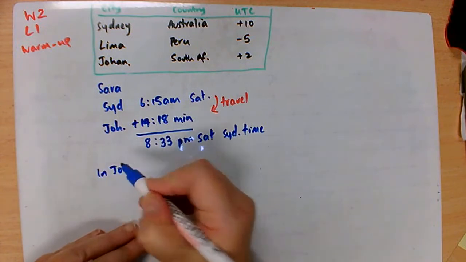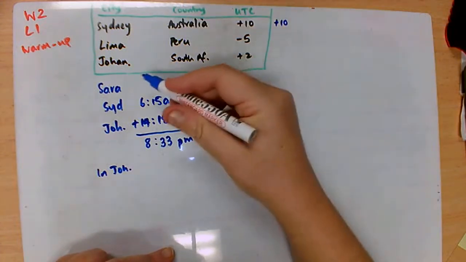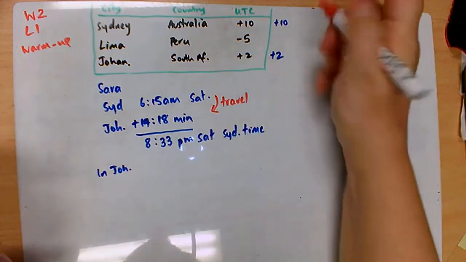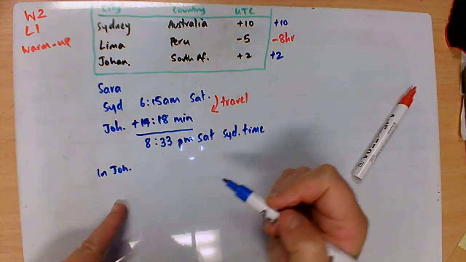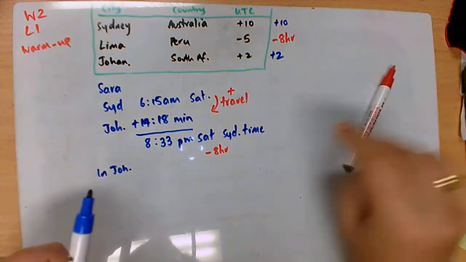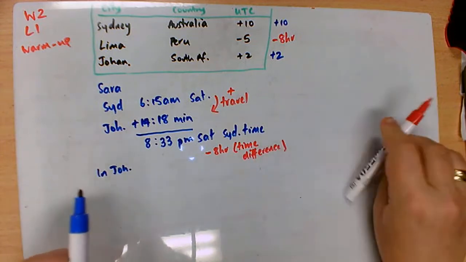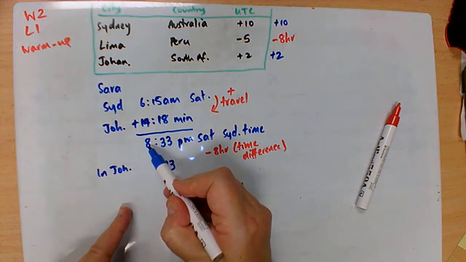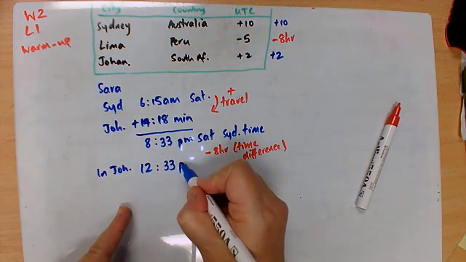So in Johannesburg, let's have a look at our table up here. Between Sydney, we've got plus 10, and Johannesburg plus 2. It is later in Sydney than it is in Johannesburg, so the difference is 8 hours. So therefore we need to take 8 hours away. So we're adding the travel there, and we're subtracting 8 hours, which is the time difference here. So if it's still going to be 33, take 8 hours away from 8 p.m., it's going to be 12. It's still going to be p.m. Okay.